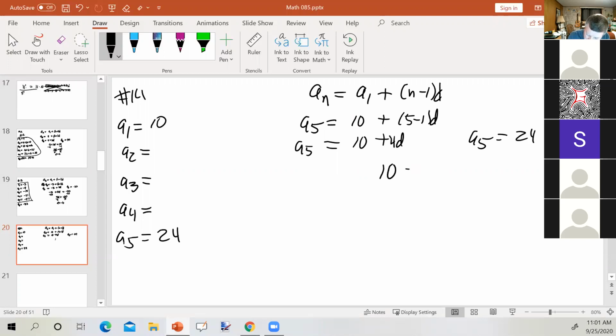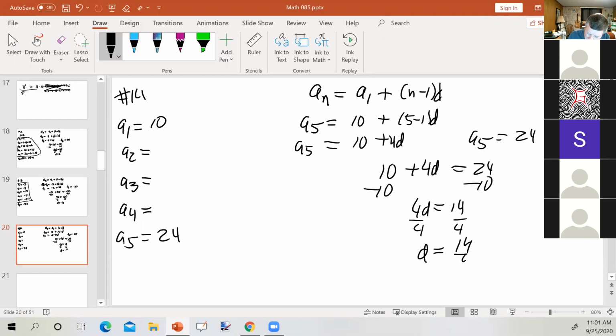So 10 plus 4d equals 24. We subtract 10. 4d equals 14. We divide by 4. d equals 14/4 or 7/2. All right. Well, I'm going to do all this with fractions. 10 would be equal to what? 20 over 2. So a sub 2 is 20 over 2 plus 7 over 2, which is 27 over 2.